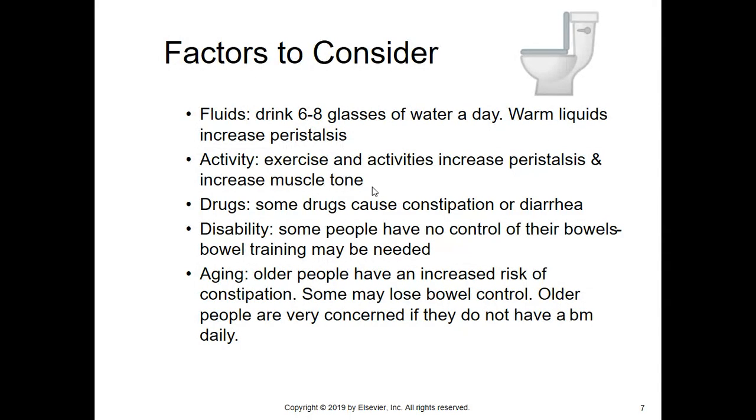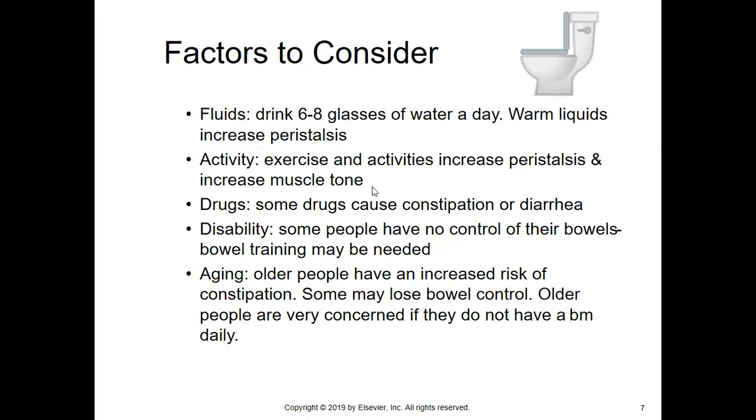If they have a disability, they're not able to control their bowel. They might be incontinent. As we age, our bowels will change too, and our risk of constipation, meaning the bowel movement being slower or the bowel being stuck inside us, is higher. Also, people might lose control of the bowel and have accidents, or they might become completely incontinent.